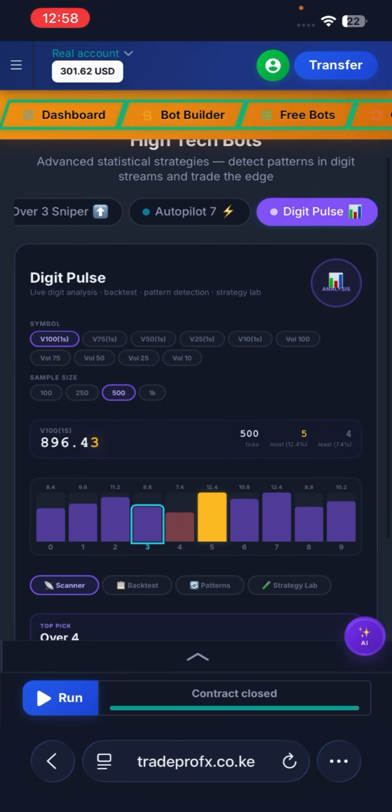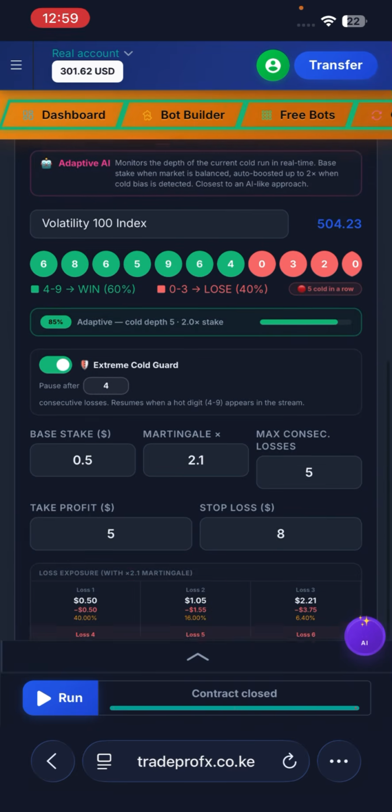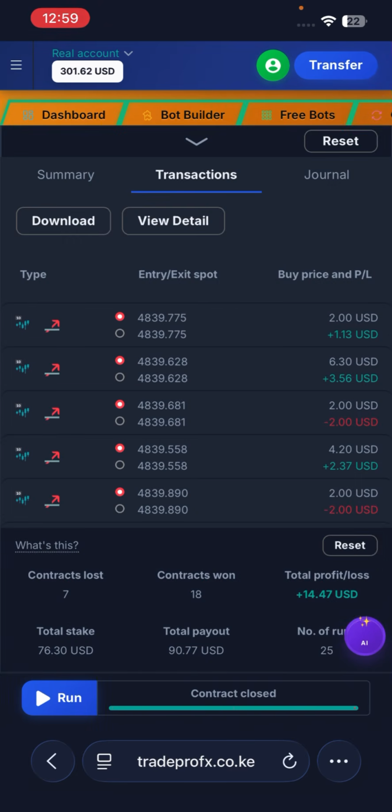So anyways, the bot, you have them. That is the over 3. Try the AI adaptive. The AI adaptive gives you a good edge to make something out of trading.